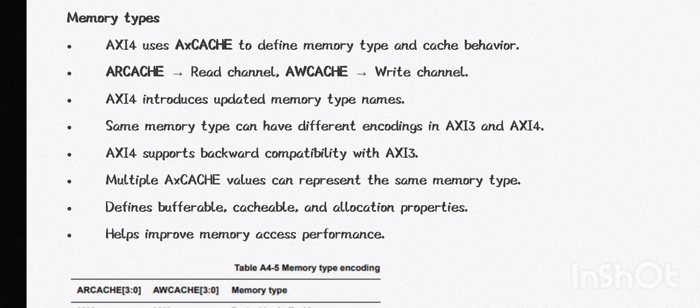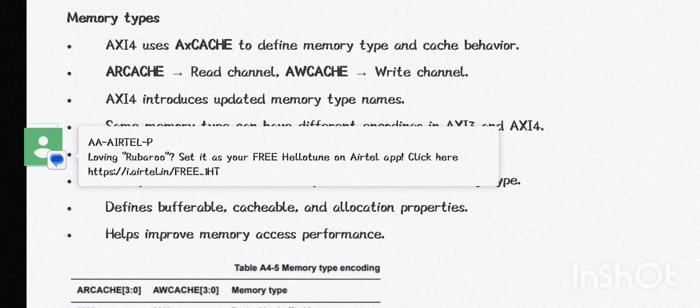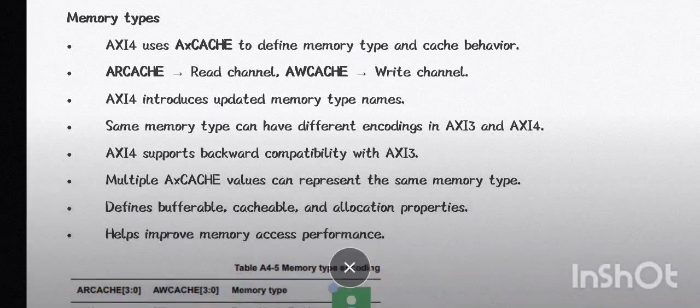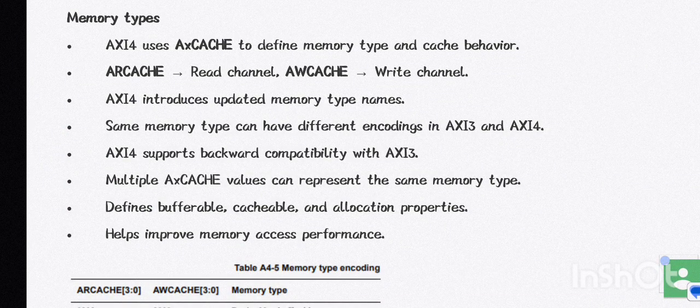Memory types. AXI4 uses ARCACHE to define memory types and cacheable behavior: read address cache, read channel, write address cache, write channel. AXI4 introduces updated memory type names. The same memory type can have different encodings in AXI3 and AXI4.